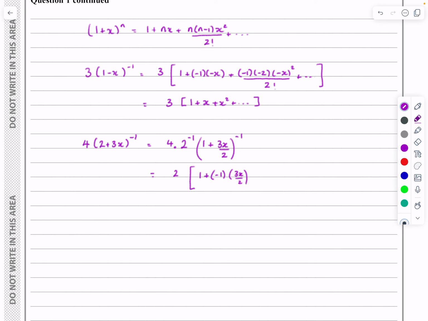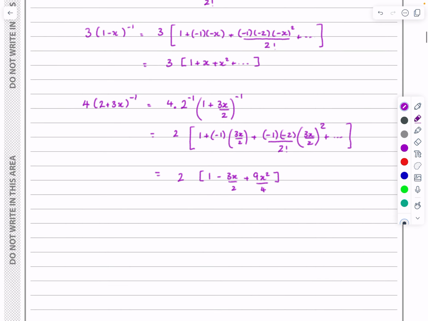Sorry, that handwriting. Plus n minus 1, so minus 1, minus 2, 3x over 2 all squared, all over 2 factorial. I'm going to put that all over 2 factorial just there. Plus, and again, we don't need to go any further than that. So if we're tidying that up, that's going to be 2 lots of 1 minus 3x over 2 plus 9x squared over 4. Just take your time with all of the bits when we're doing the binomial.